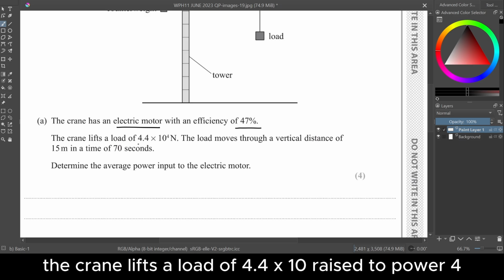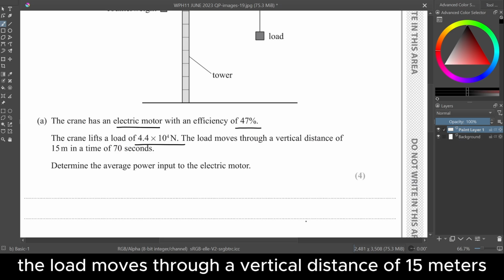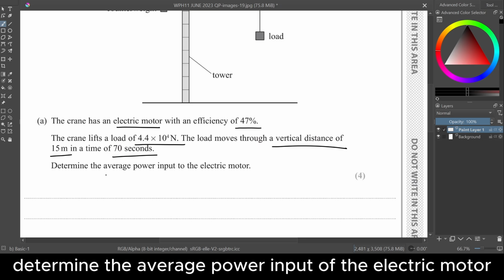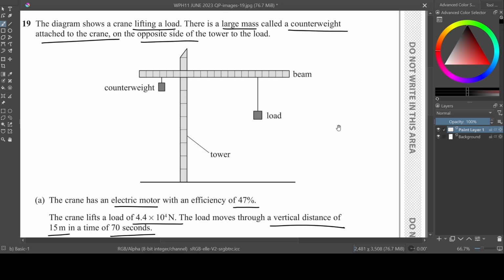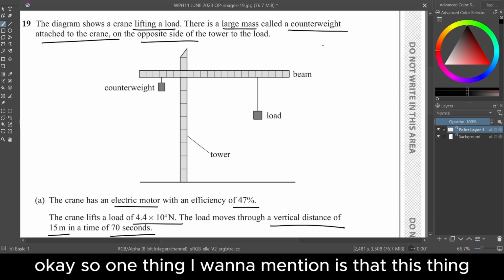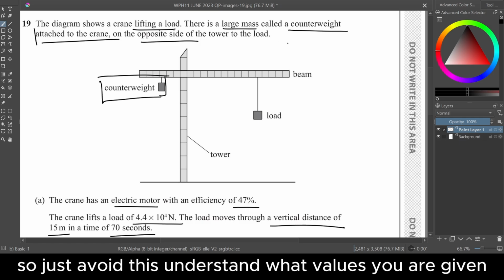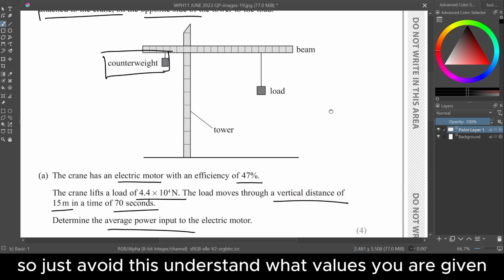The crane lifts a load of 4.4 times 10 raised to power 4 Newton. The load moves through a vertical distance of 15 meters in a time of 70 seconds. Determine the average power input of the electric motor. Okay, so one thing I want to mention is that this counterweight is just a distraction. So just avoid this.